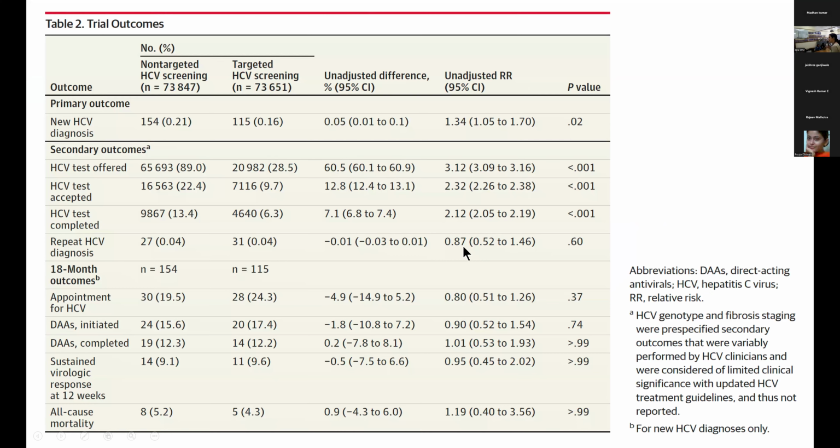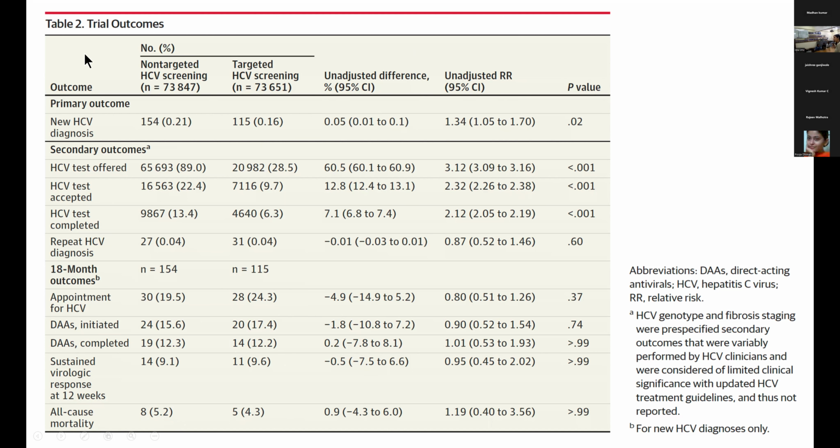So coming to our trial outcomes. They looked at the primary outcome, which was new HCV diagnosis. These are the outcomes that I'm interested in: appointment for HCV treatment, direct acting antivirals initiation, direct acting antivirals completion, sustained virological response at 12 weeks. And they also looked at all-cause mortality. But again, the follow-up was only for 18 months. So you're not expecting that to be great.